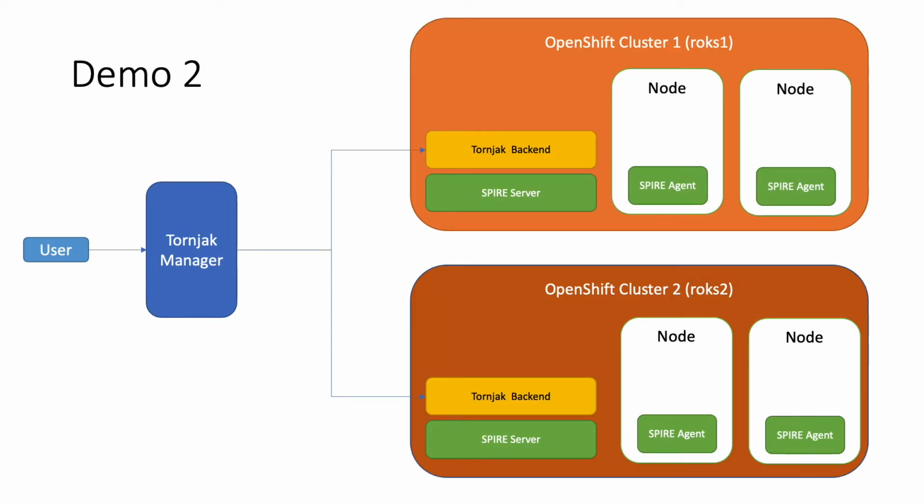So here is the layout for the demo. During the demo, we're going to have two clusters. One is on the ROX 1, the other ROX 2. The user would be interacting with the Tornjak manager that talks directly to the Tornjak backends. We could experiment with HTTP and TLS connections. Tornjak backends would be communicating directly with their own SPIRE servers.